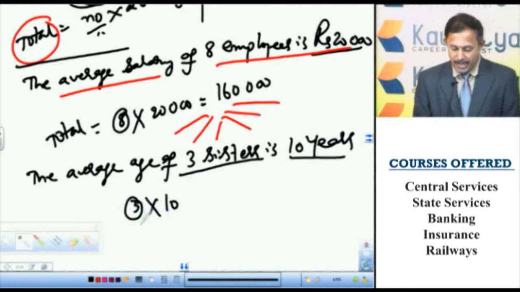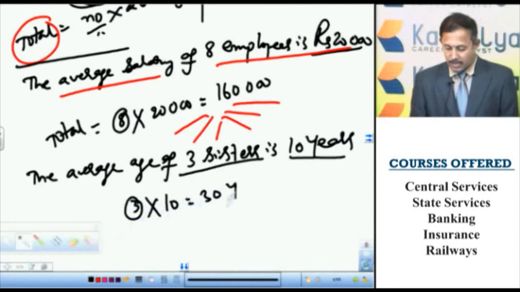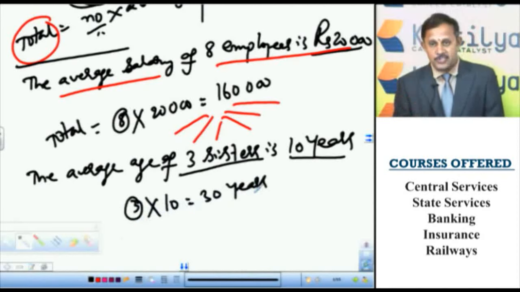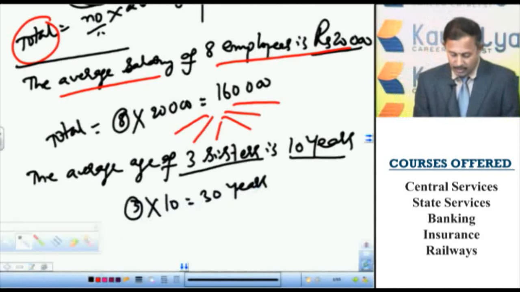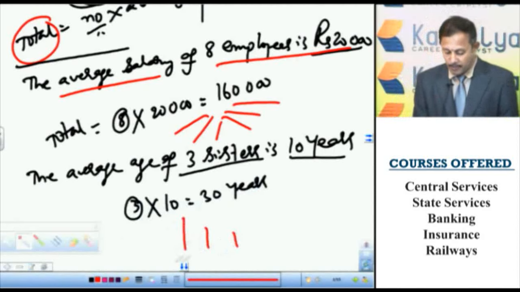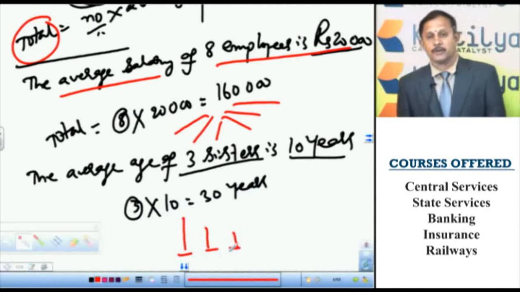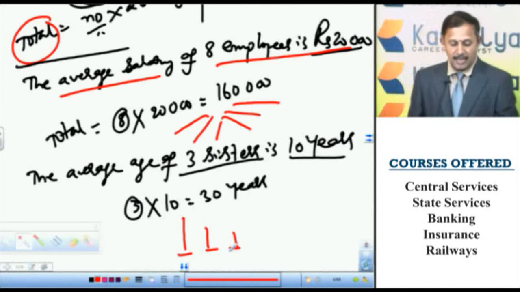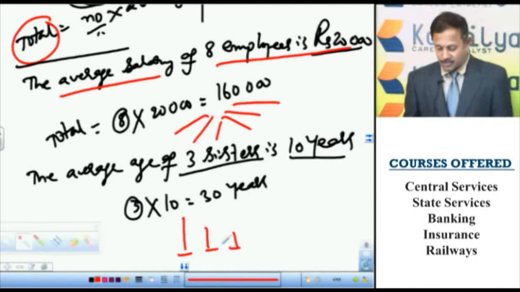So number into average gives the total age of all the 3 members together. So here we can get the total age of 3 candidates as 30, but we are not particular about the age of the individual. So this is the second formula, right? The first formula is average is equal to total by number of elements. Second formula, total is equal to number into average.